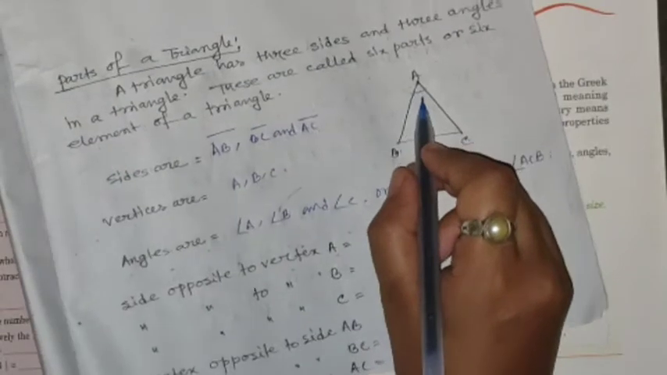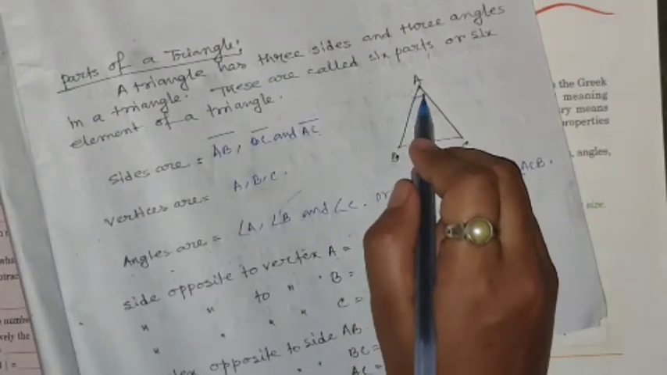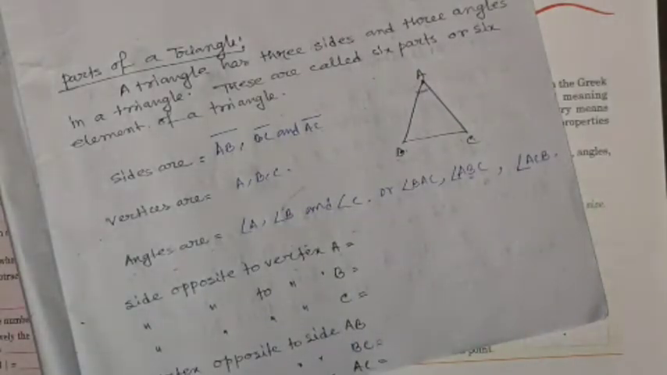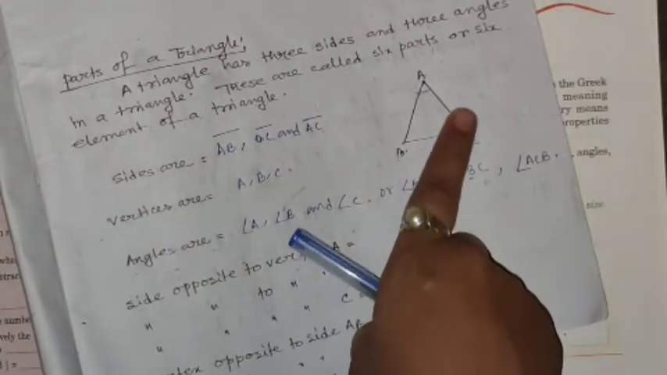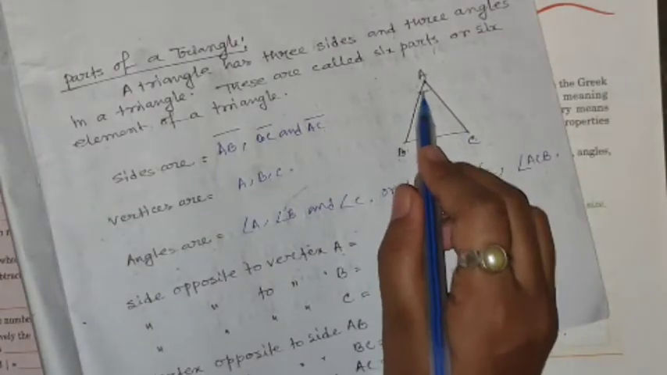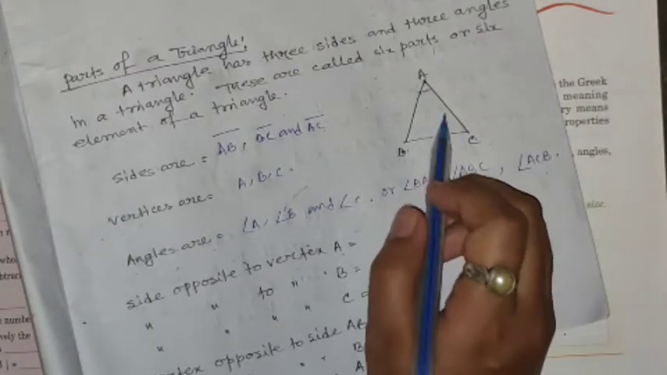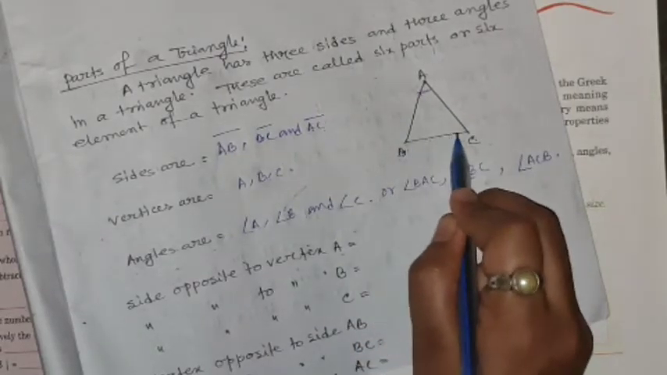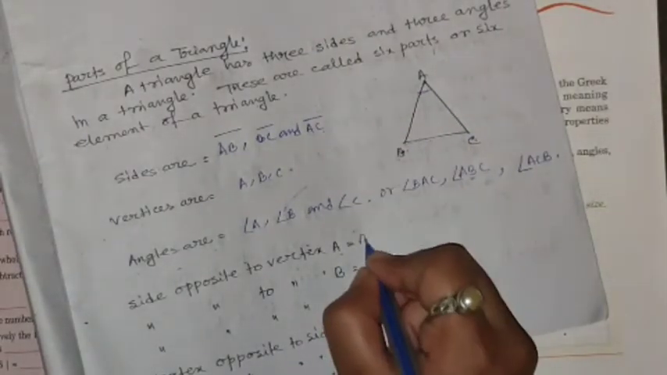Okay, so now side opposite to vertex A. So where is vertex A? This is the vertex A. What is the side opposite to vertex A? The side opposite to vertex A is BC, this side.